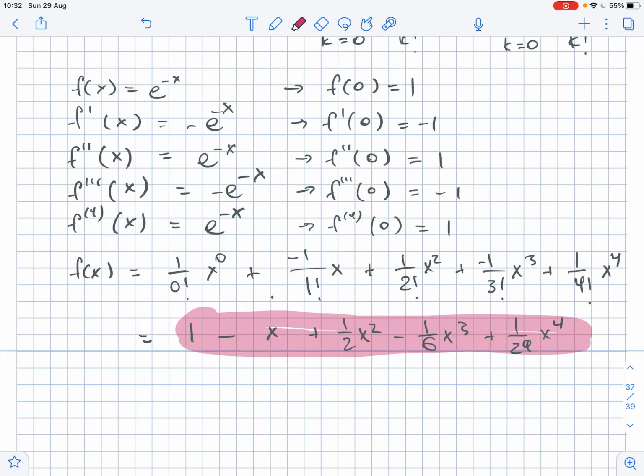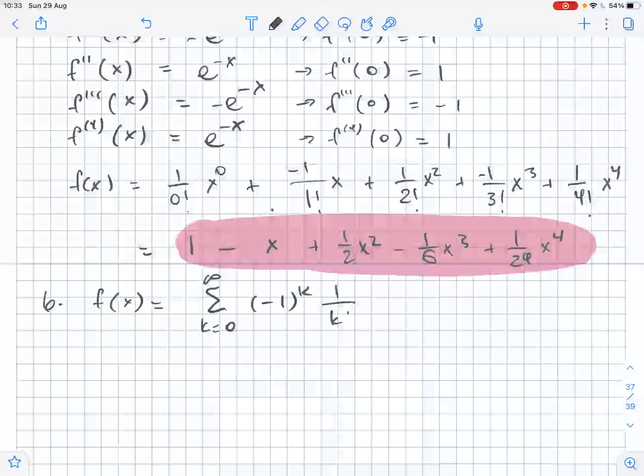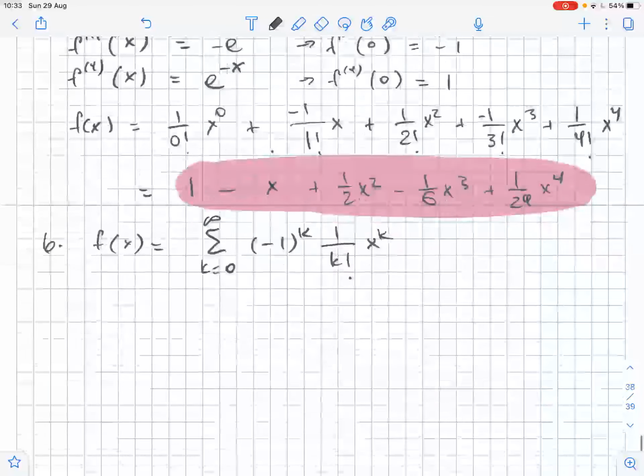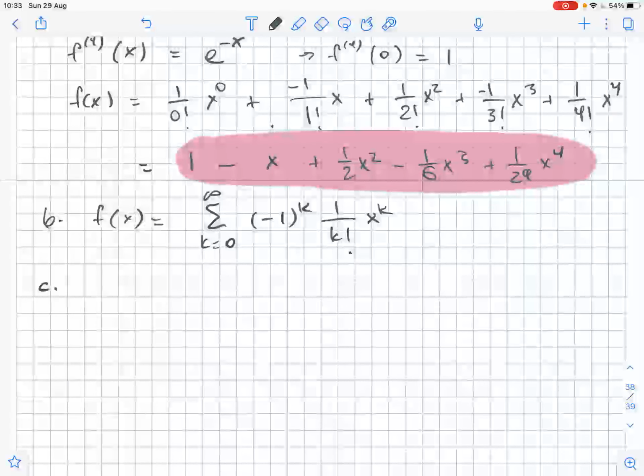So this is our answer to part A. These are the first terms of the Maclaurin expansion of the given function. Now let's do part B. Here we need to use summation notation. Then f of x equals the sum from k equals 0 to infinity of negative 1 to the power of k times 1 over k factorial times x to the power of k.